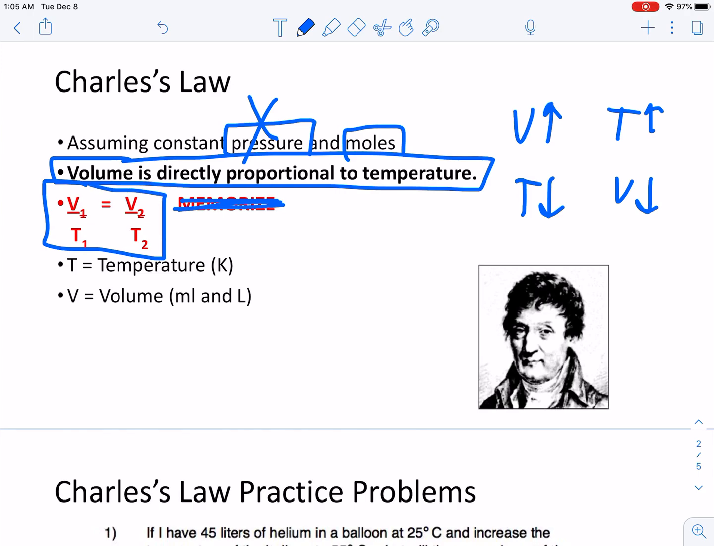Just like before, volume just has to match in its units, but please note temperature must be in Kelvin. Never use degrees Celsius, never use degrees Fahrenheit. It won't work. The math is based on Kelvin. It must be in Kelvin for temperature.